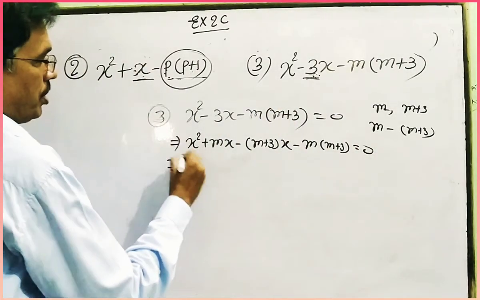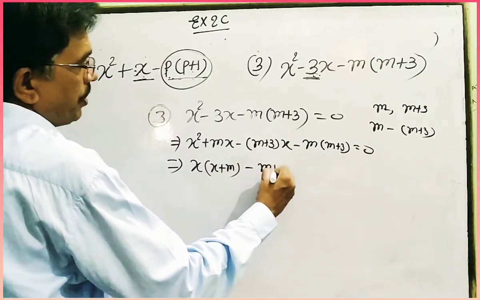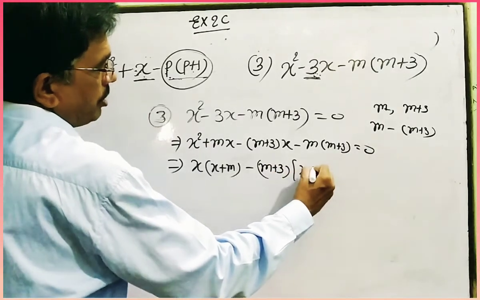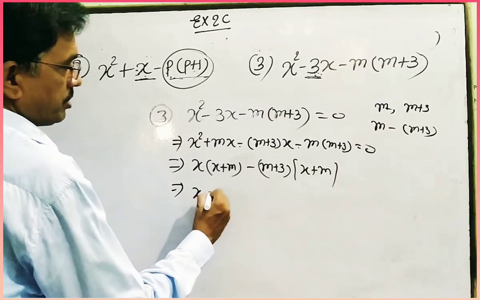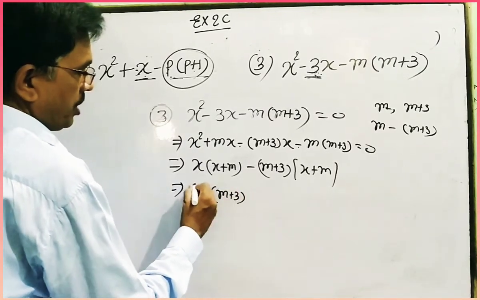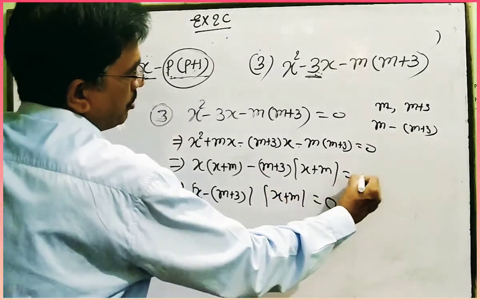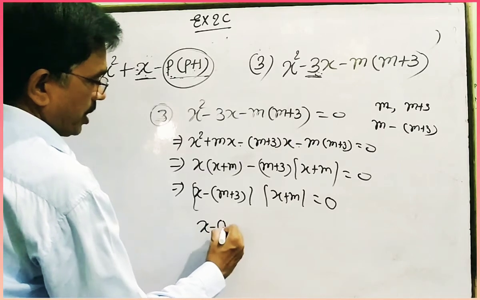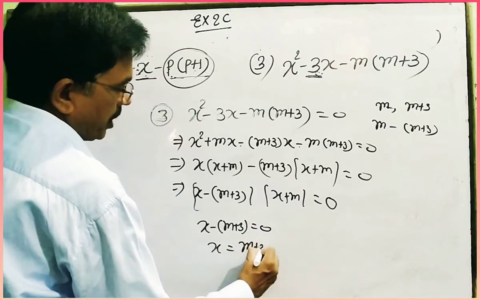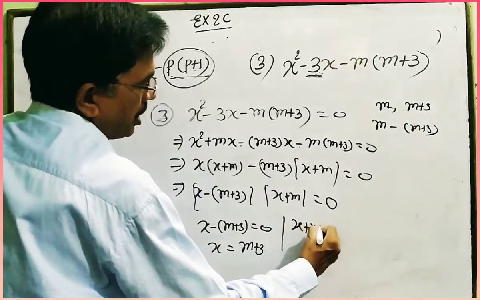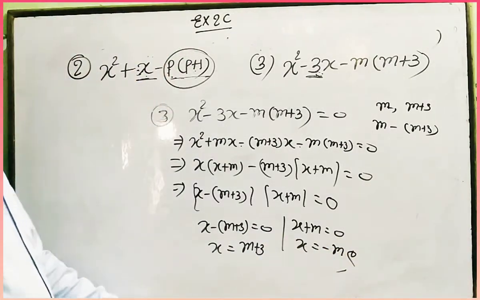So x common, then x plus m, minus m plus 3 common, then also x plus m, because here is minus, hence x minus m plus 3 and x plus m is equal to 0. So x minus m plus 3 is equal to 0, then x is equal to m plus 3, and if x plus m is equal to 0, then x is equal to minus m. This is the zeros of the polynomial.